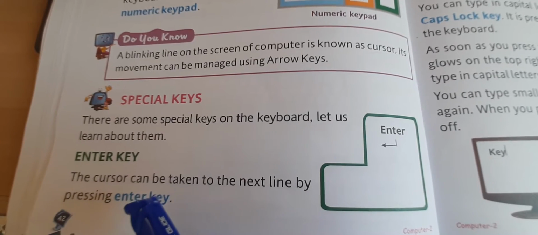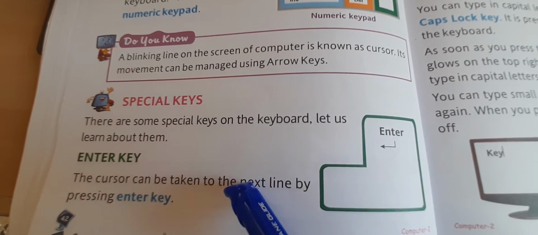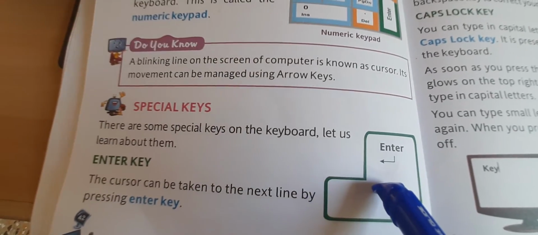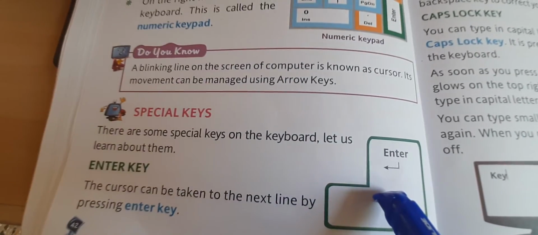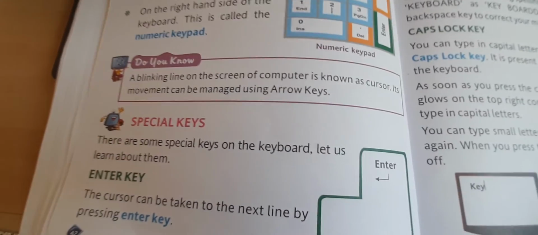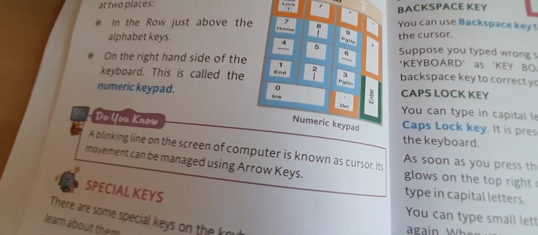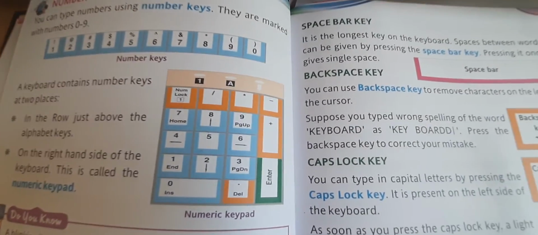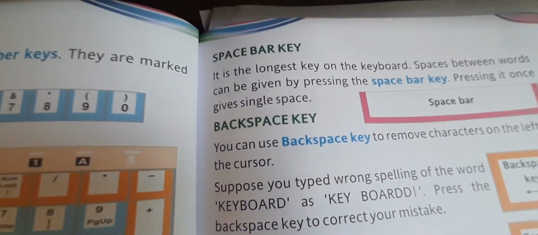That is, first is enter key. The cursor can be taken to the next line by pressing enter key. Okay, when we press enter key, we can take the cursor to the next line, like when you write in the copy, when your one line is finished or you want to change the paragraph, you start writing in the next line. Same is the function of enter key.